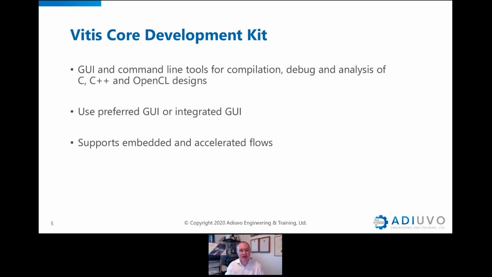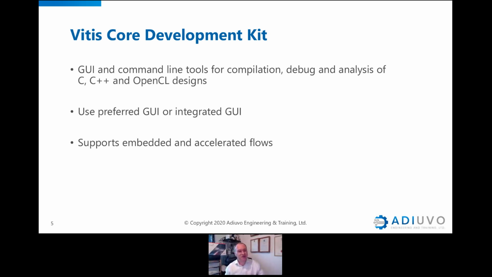So this core development kit gives us everything we want to do, and it's quite exciting because we get a GUI if we want. Today, obviously, I'm going to be using the GUI because it makes it a lot more interactive to show what's going on. But if we want, we can use command line tools, we can script them, and this gives us everything we need to do compilation, debug, and analysis of these C, C++, and OpenCL designs. So it's really quite powerful. And in our first lab, we're going to take a look at how we can do this debugging, emulation, optimizing, and running through.